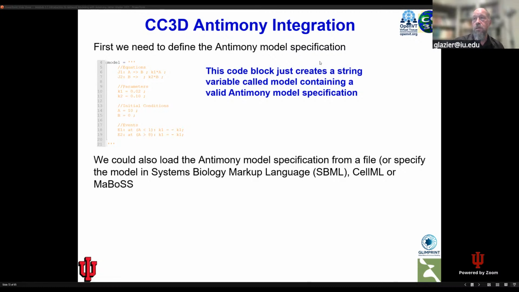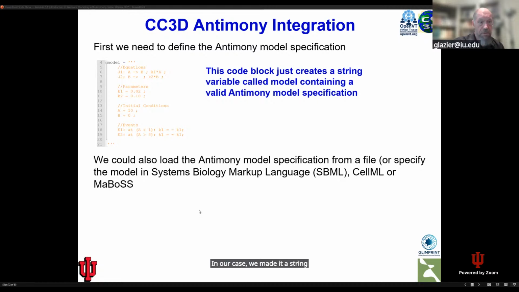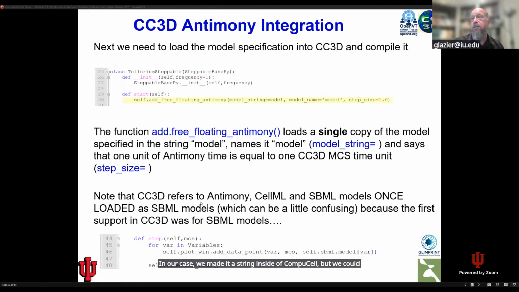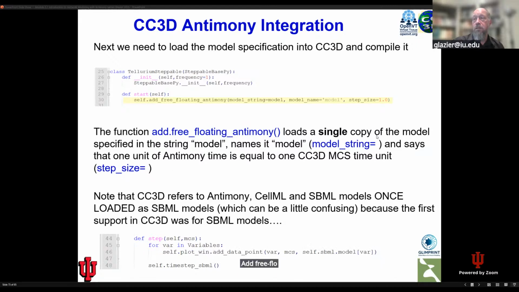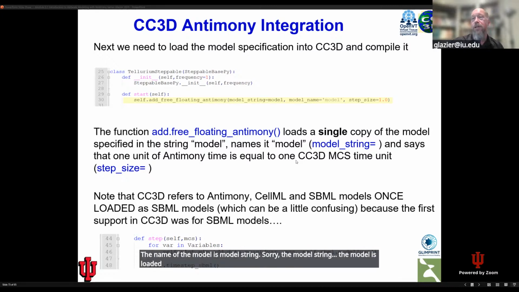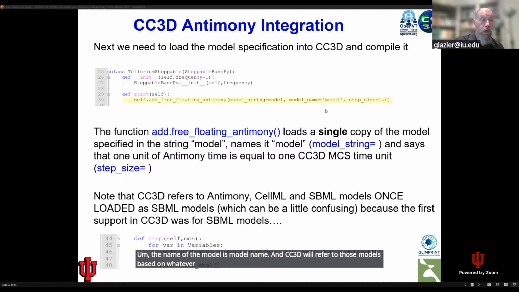So if we're going to use Antimony models in CompuCell, we need to define the Antimony model. In our case, we made it a string inside of CompuCell, but we could read it from a file too. Add free-floating Antimony model loads a single copy of the model that runs globally. Sorry, the model is loaded from model string. The name of the model is model name. And CC3D will refer to those models based on whatever you said model name was.